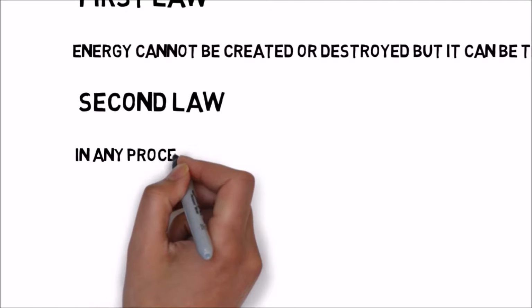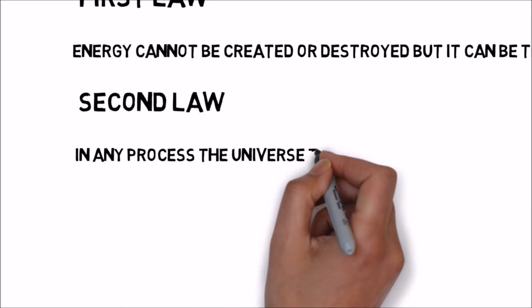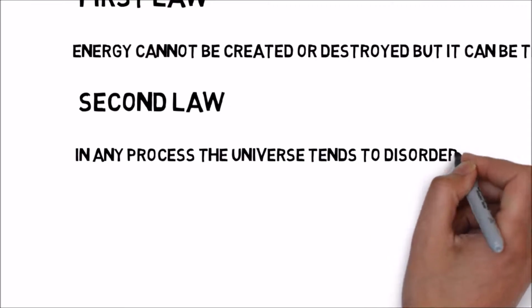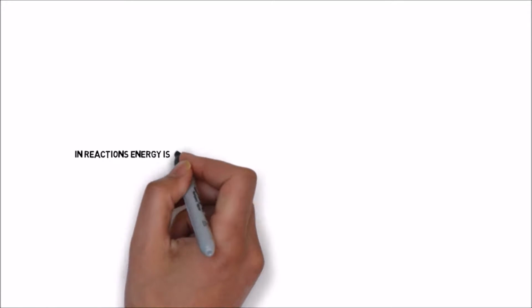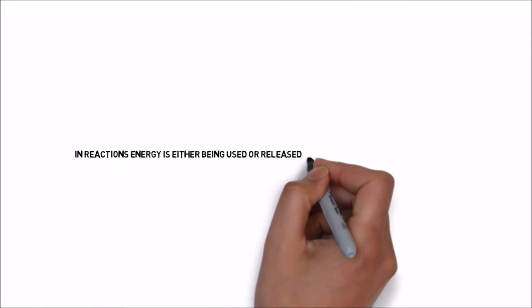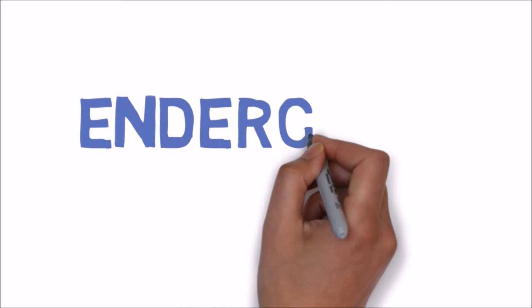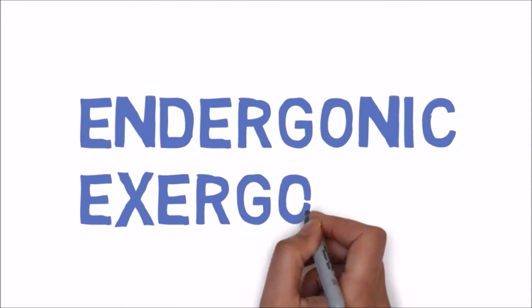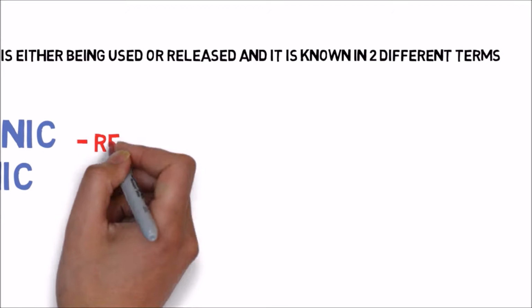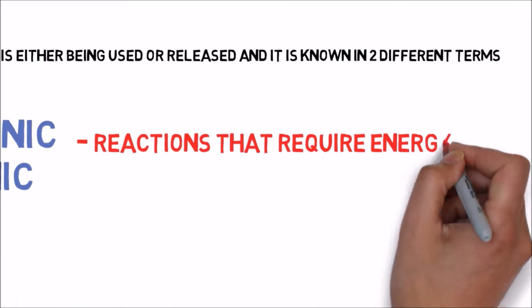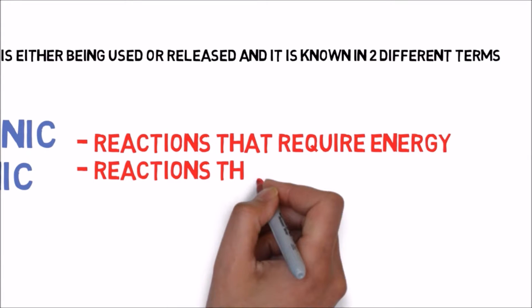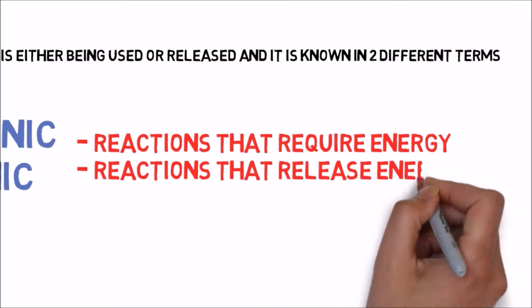In the second law of thermodynamics, in any process, the universe tends to disorder, and in a special known term, they call it entropy. In all types of reactions, energy is either being used or released, and it is known by two different terms. The terms are endergonic and exergonic. Endergonic reactions are reactions that require energy. On the other hand, exergonic reactions are reactions that release energy.